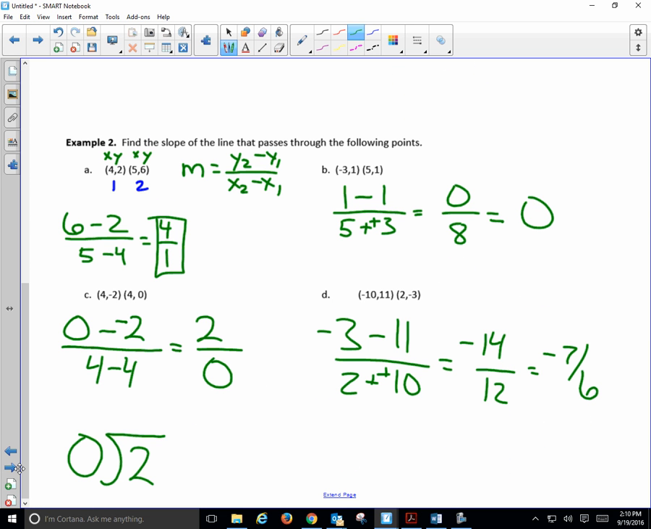We got negative 3 minus 11 is negative 14. 2 minus negative 10 is 12. Negative 7 over 6. Better?